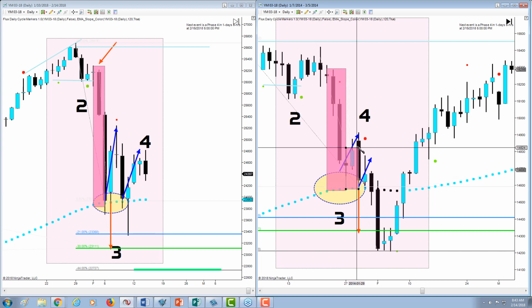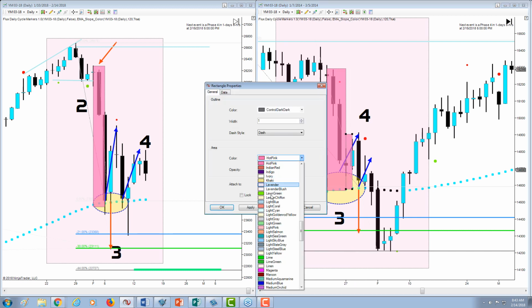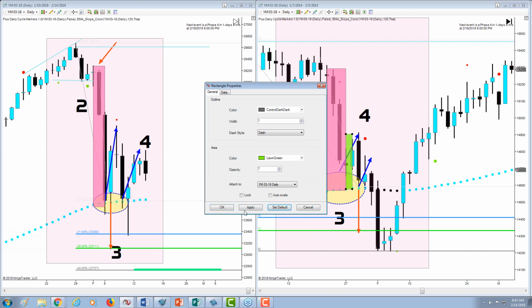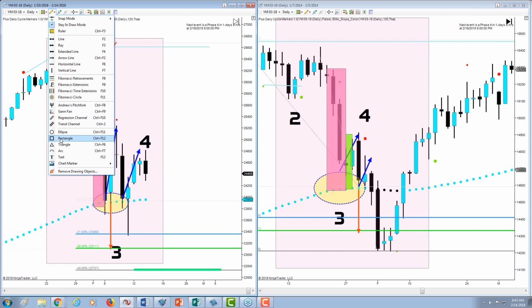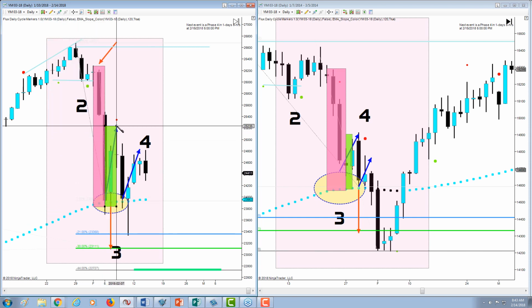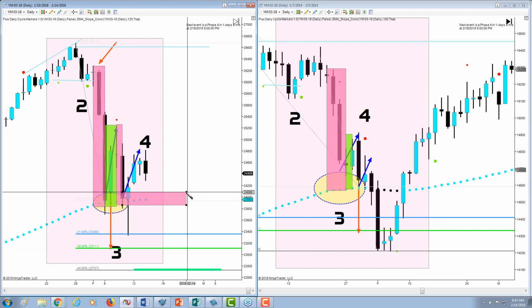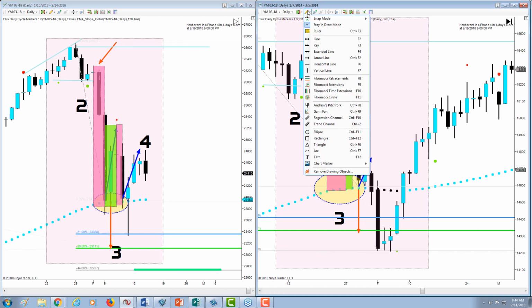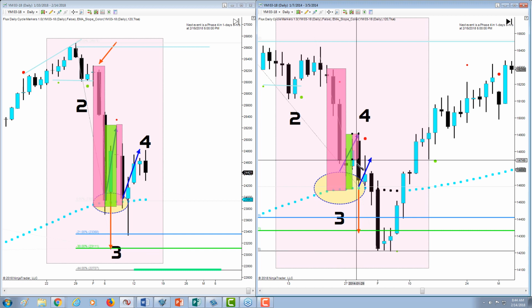Then we have the pullback. I'm going to make that green. Then we have the pullback. I'm going to make that green. Then, Earl, we have the second elevator shaft down, right here. And over here, we have the second elevator shaft down there. Okay.